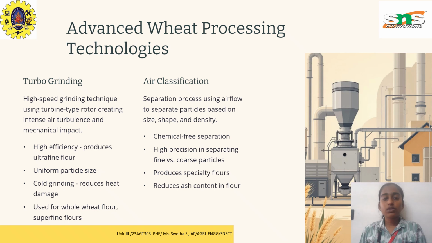And what are the advanced wheat processing technologies? We have turbo grinding and air classification. Turbo grinding is a high speed grinding technique. It has a rotor and a stator. The grain particles strike the rotor and are divided into two parts, and then milling happens. It has high efficiency and uniform particle size. In air classification, air is used to separate particles based on size, shape and density. It is a chemical free separation. It produces specialty flours and reduces ash content in flour.